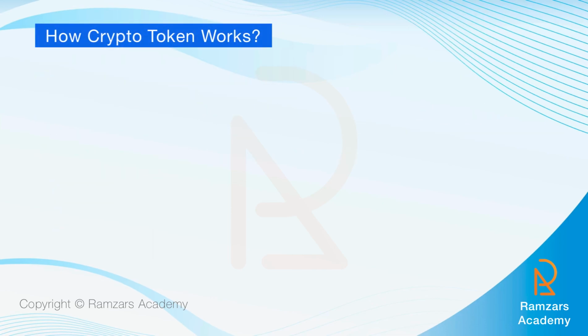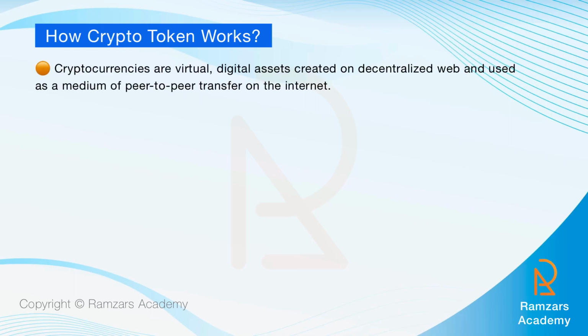After having some idea about what crypto tokens are, let's see how these crypto tokens work. Cryptocurrencies are virtual, digital assets created on decentralized web and used as a medium of peer-to-peer transfer on the internet. Their transfers are saved as transactions on the blockchain.